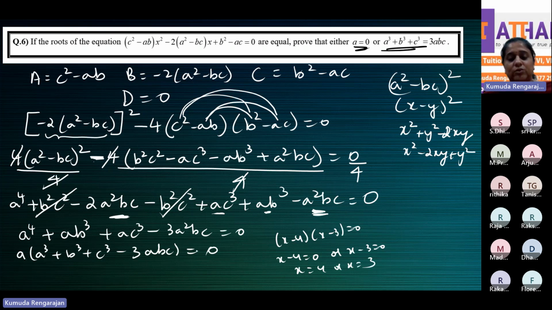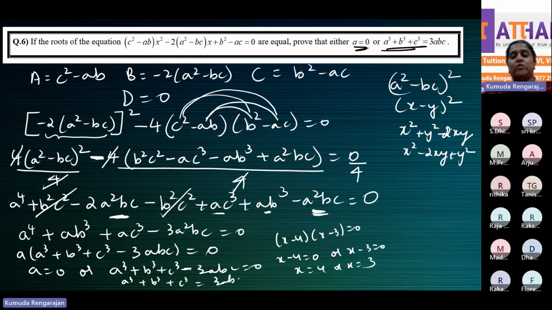Similarly, here the product is 0. That means either a is equal to 0 or a cube plus b cube plus c cube minus 3abc is equal to 0. Now when you transpose this to the other side, you will get a cube plus b cube plus c cube is equal to 3abc. So we have proved that either a is equal to 0 or a cube plus b cube plus c cube is equal to 3abc. So it is very, very simple, children. The question may look scary.